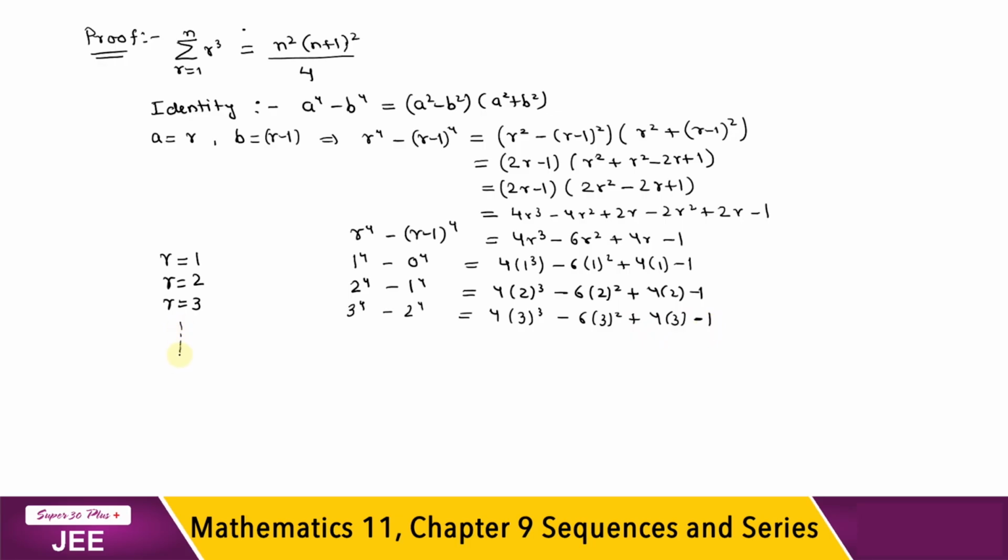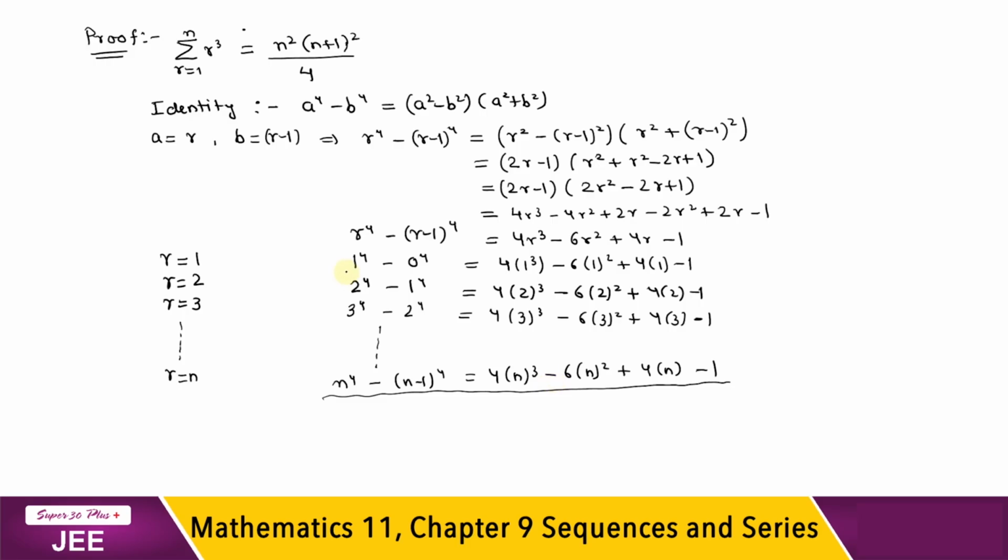Alright, and upon continuing till r equals to n, this becomes n raised to the power 4 minus n minus 1 raised to the power 4 equals to 4n cube minus 6n square plus 4n minus 1. Alright, so in this identity, students, we have substituted the values of r from 1 to n, and now since we are interested in determining the sum of the series, we are going to add all these terms in LHS as well as in RHS.